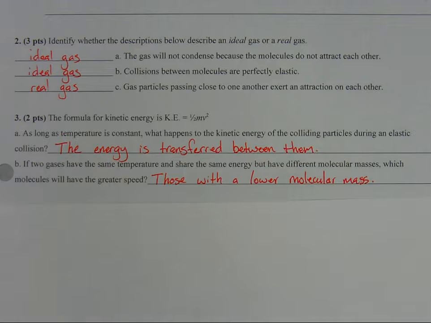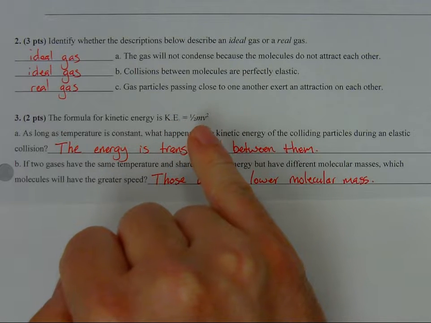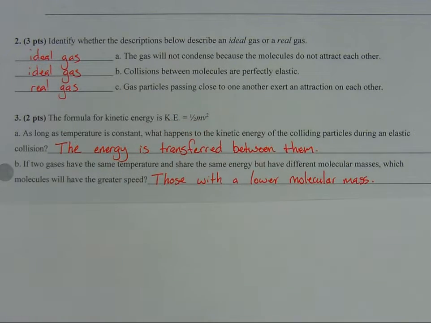B, if two gases have the same temperature and share the same energy, because at the same temperature gases will have the same amount of kinetic energy, but have different molecular masses, so the value for KE is the same, but the value for m is different. Which molecules will have a greater speed? Well, those with a lower molecular mass.